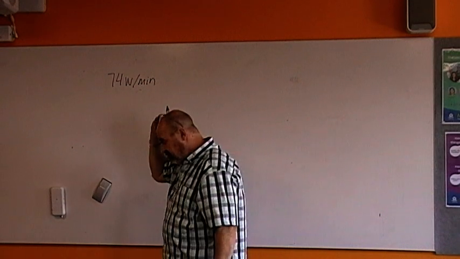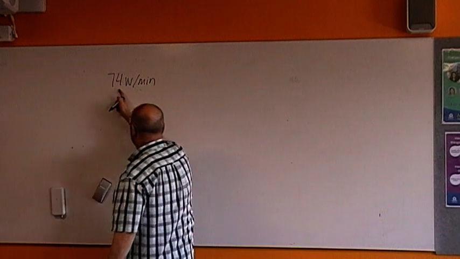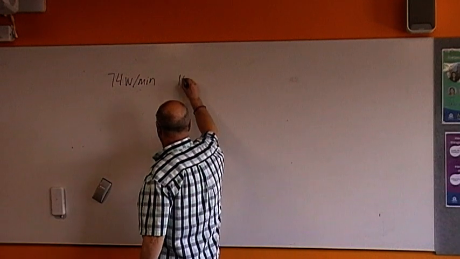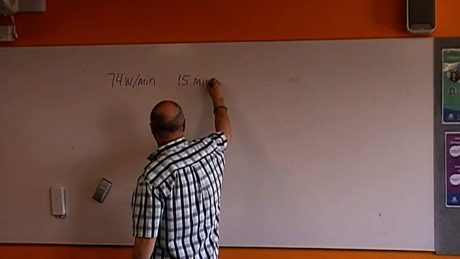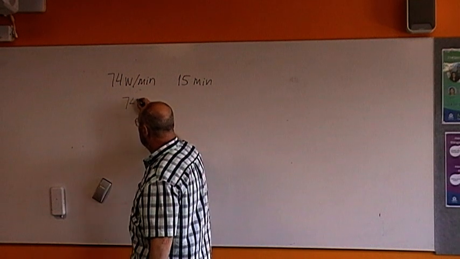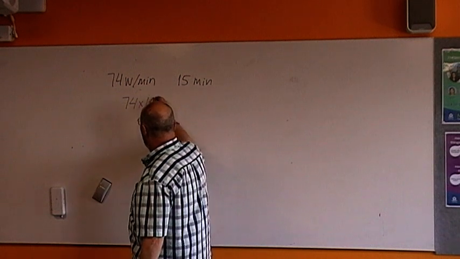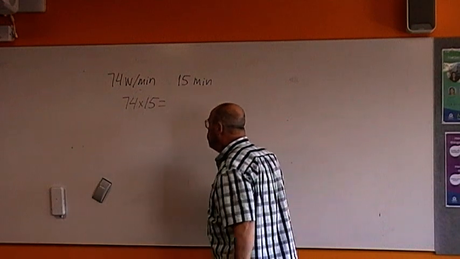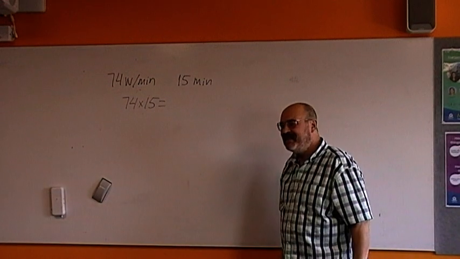74 times 15. So that's pretty simple. If this is how many per 1 minute, then to find how many in 15 minutes, we just multiply 74 times 15.